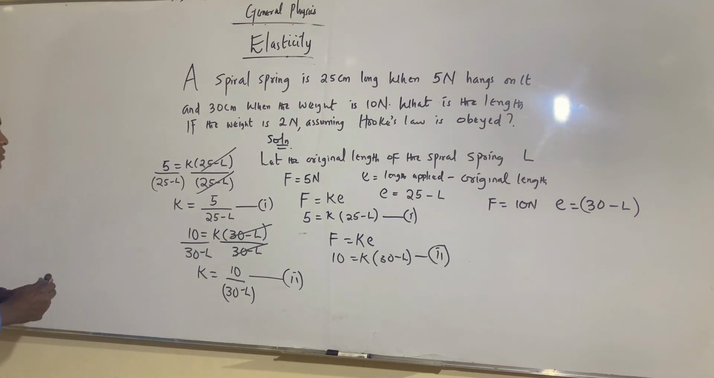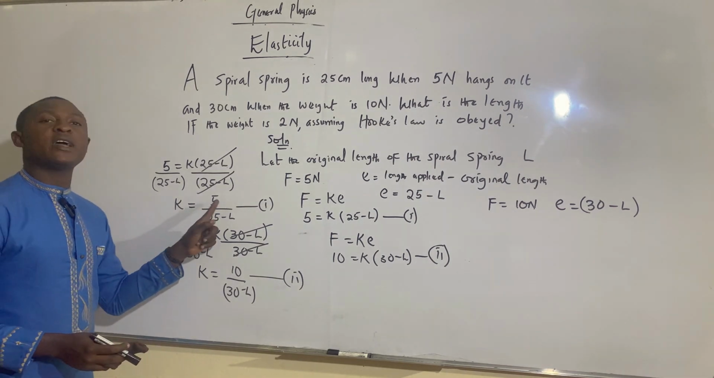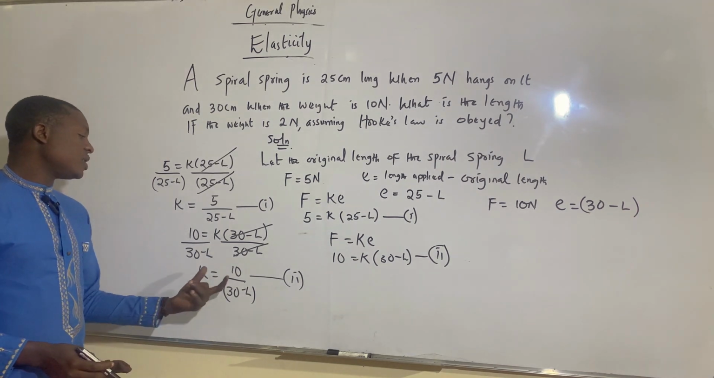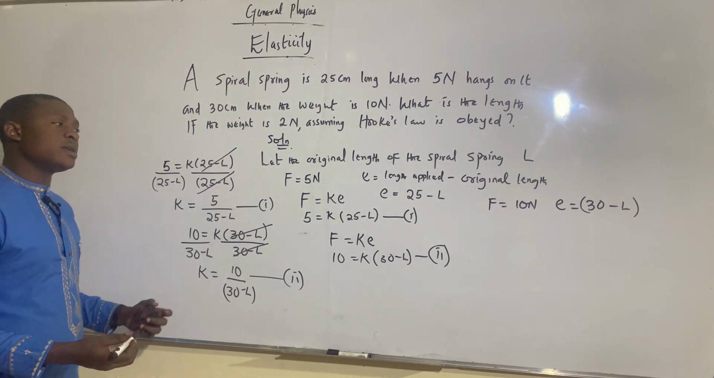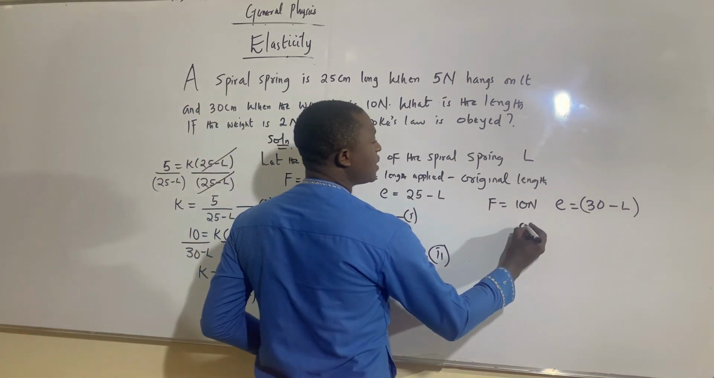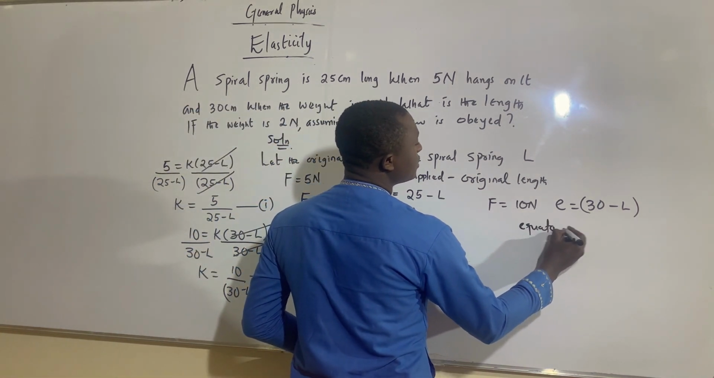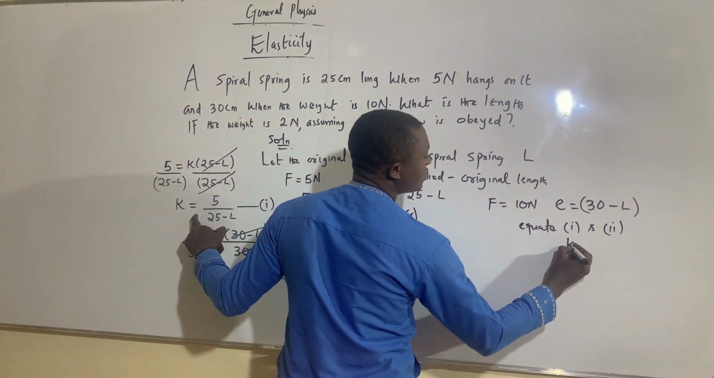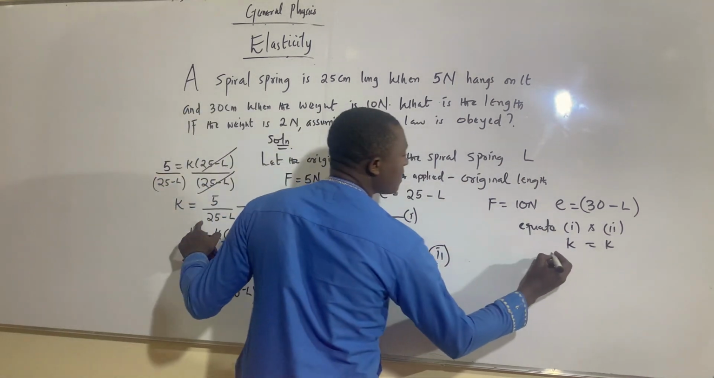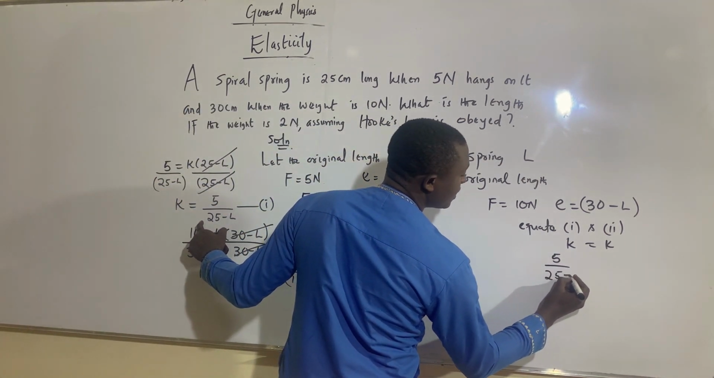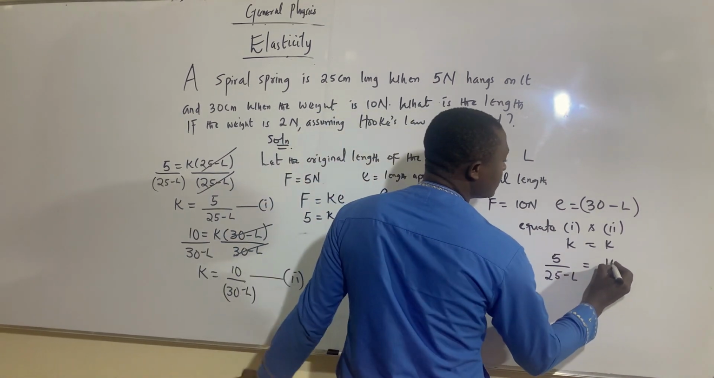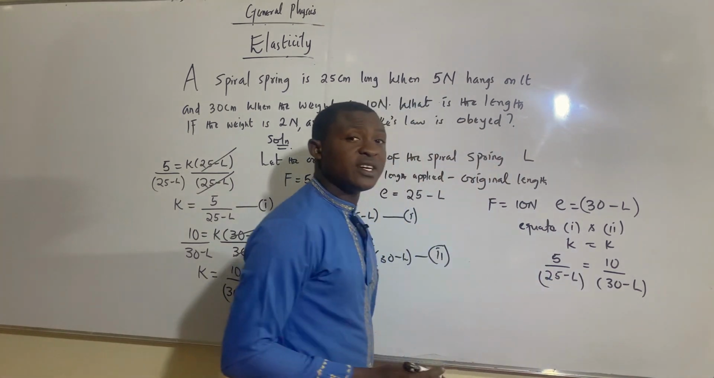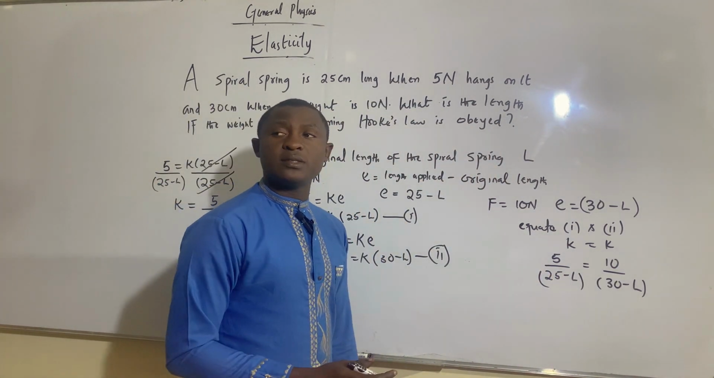You can see that the first one we have is K is equal to 5 over 25 minus L. The second one we have is K is equal to 10 over 30 minus L. K is K, so we can equate 1 and 2 together. That is, the first one is K must be equal to K. So the first one we have here is 5 over 25 minus L. The second one we have is 10 over 30 minus L. So I hope you are getting it right. We just equate the first one and the second one together.